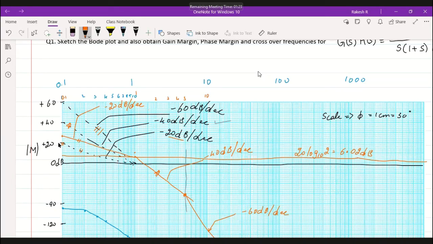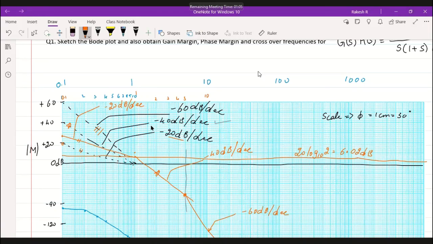That becomes from plus 20 to 0. This is minus 20 dB per decade. That is plus 40 to 0. It is minus 40 dB per decade. Plus 60 to 0. It is minus 60 dB per decade. Understood till here? These are the reference lines.